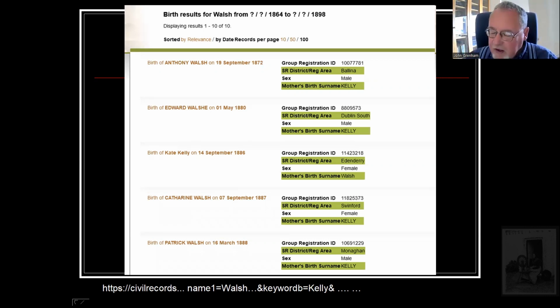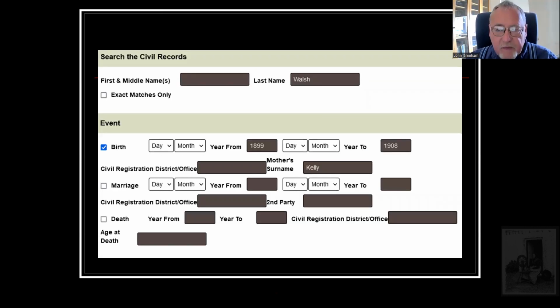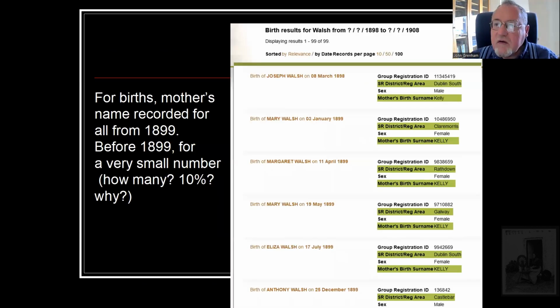So let's go back and try a different period. Walsh and Kelly from 1899 to 1908, and you get 99 results. So obviously it's not finding about 95 to 98% of the pre-1898 records. The reason for that is that the site does not include all mothers' maiden names before 1899. After 1899, it does. These are birth records we're talking about. So the mother's maiden name is there from 1899. There is a very small number before 1899.